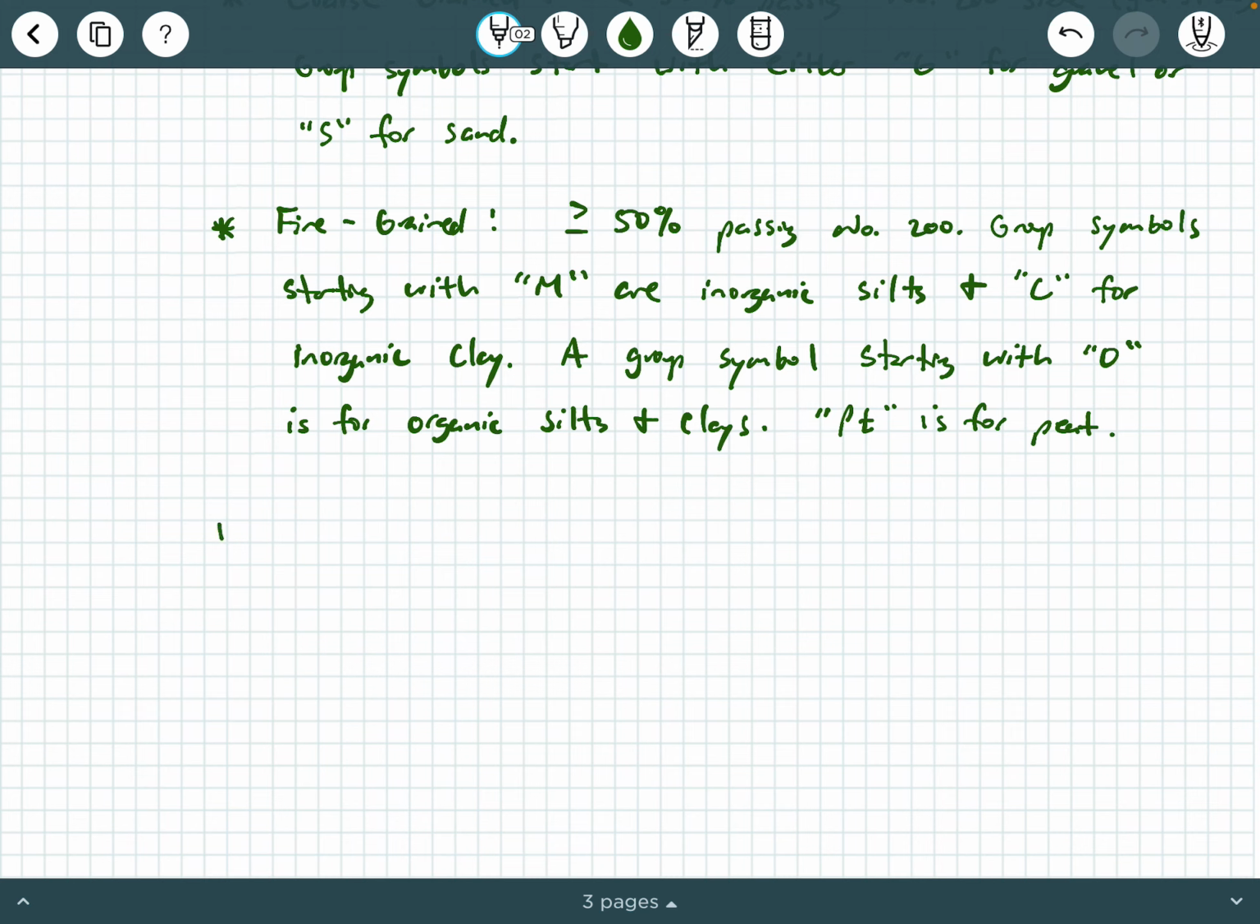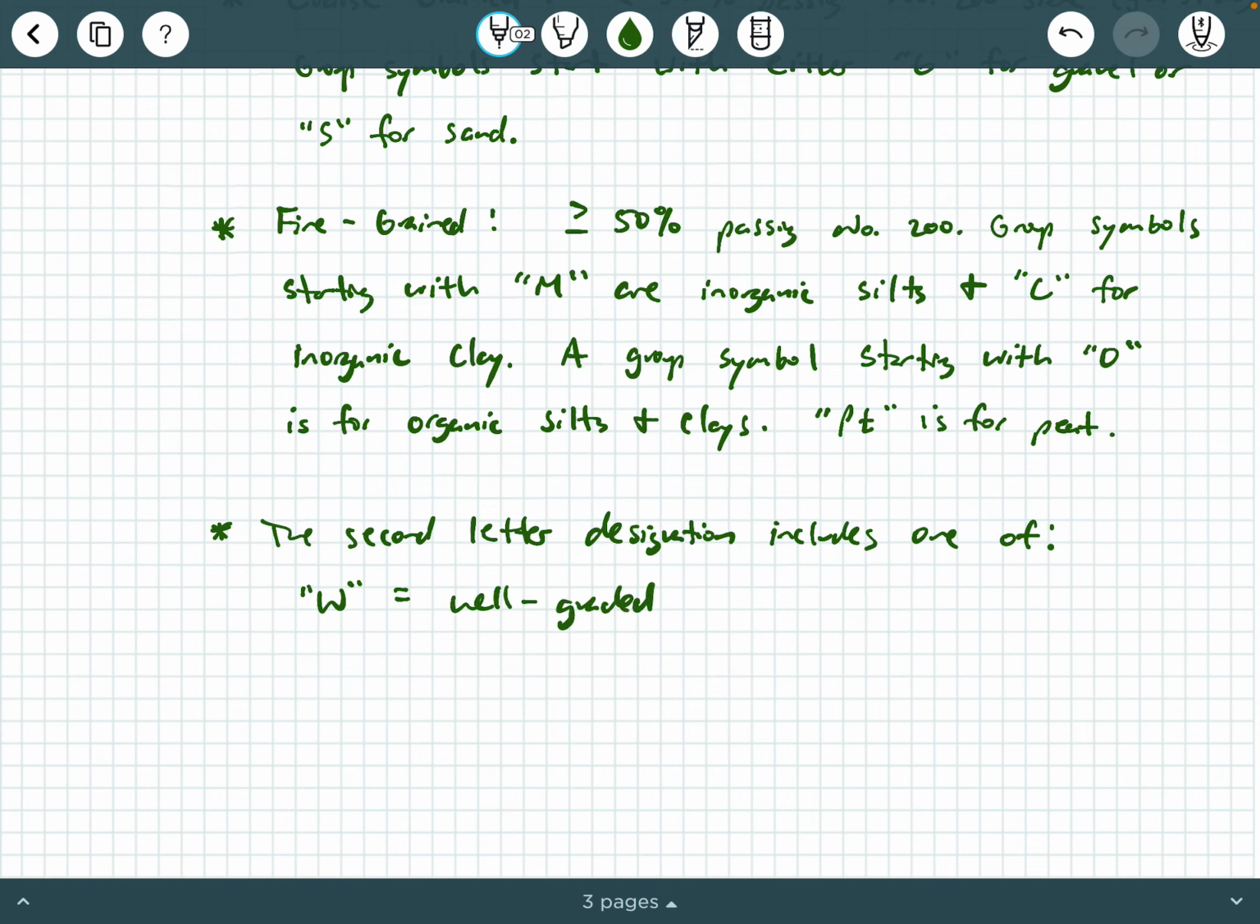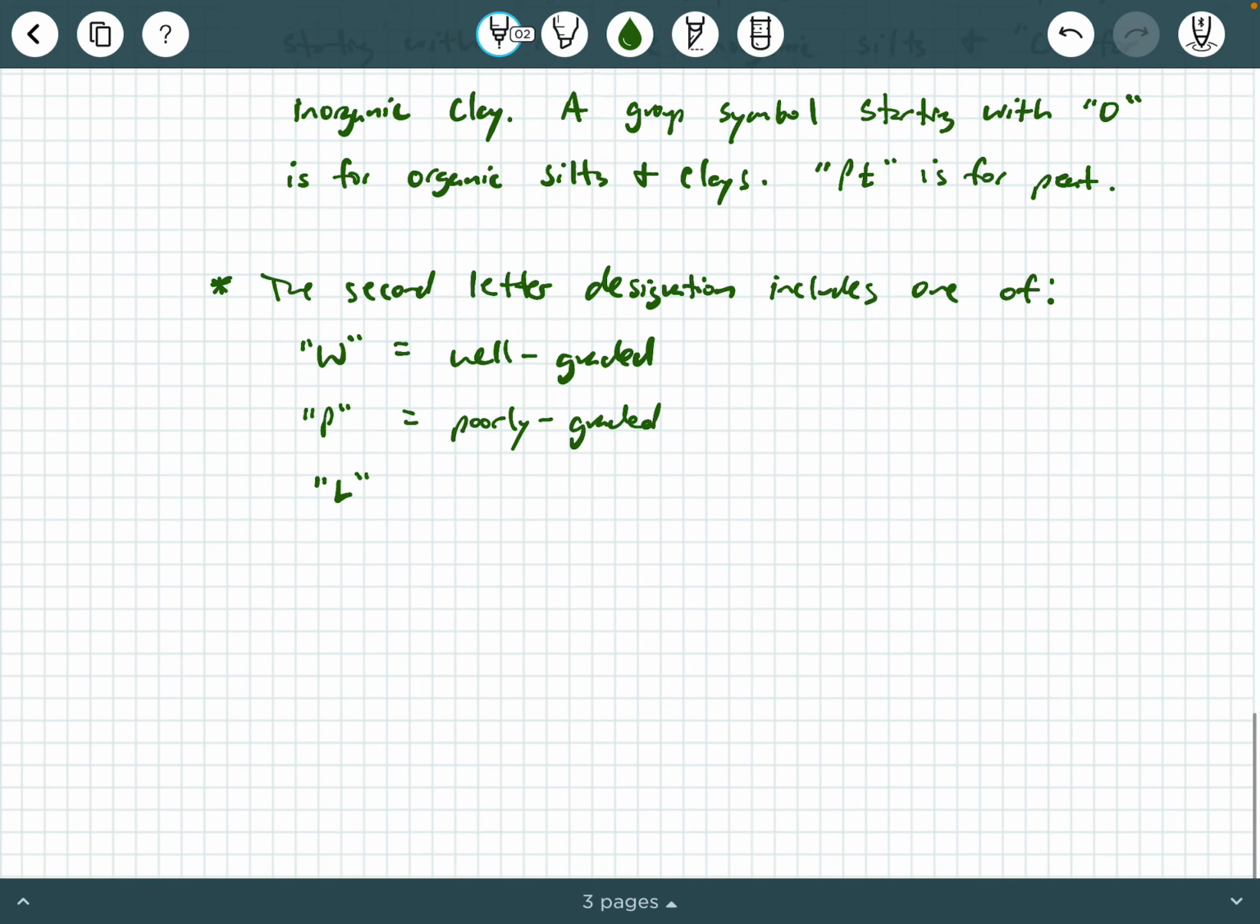Okay, the second symbol, or the second letter designation, includes one of the following: W for well graded, P for poorly graded, L for low plasticity, which would be a liquid limit less than 50, H for high plasticity, which would be a liquid limit greater than 50.